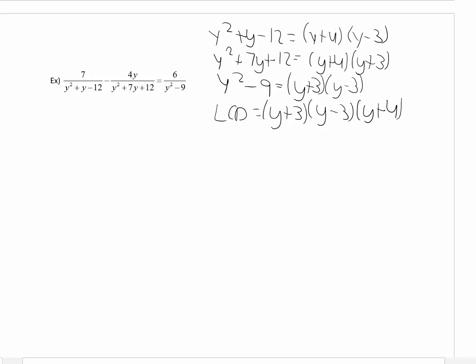Now, once you know the LCD, it's very easy to determine our restrictions. If one of the factors is y plus 3, then we know y can't equal negative 3. If one of the factors is y minus 3, then we know y can't equal 3. And when you have y plus 4, we know y cannot equal negative 4. So in this particular problem, we actually have 3 restrictions. Okay, so I'm going to multiply every single term by the LCD.